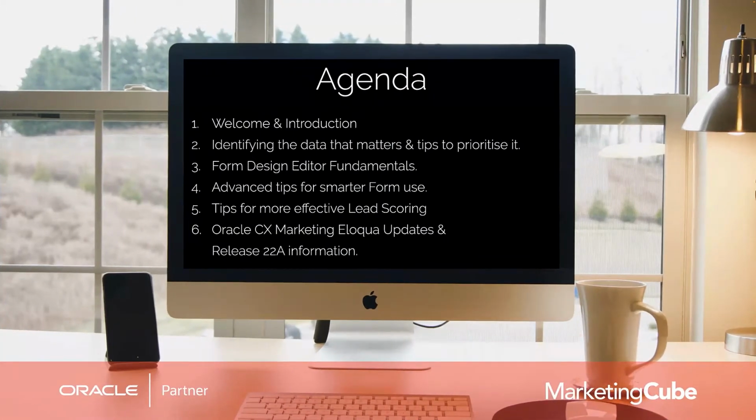So welcome and introduction, then looking at identifying the data that matters and tips on how to prioritize that data. We'll look at the form in two parts. First of all, some fundamentals, and then also some advanced tips to help you get a little bit more out of the form as well. We also promised to mention lead scoring because it's difficult to build out a robust lead score model if you lack the data to do that. So we just wanted to share some advice, through observations of building lead score models over the years with different clients, and we'll cover those as well for you.